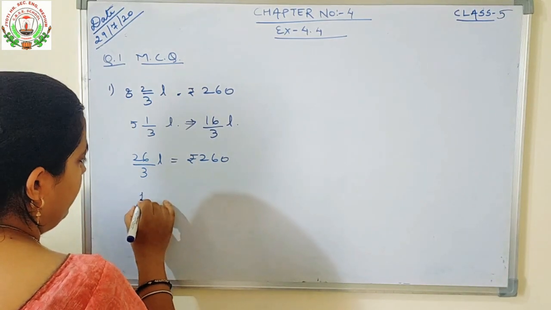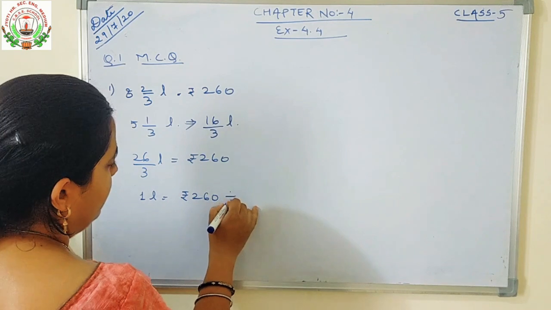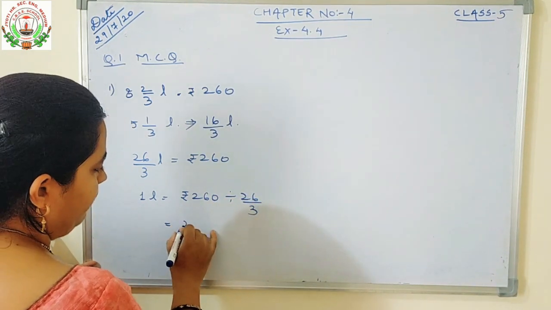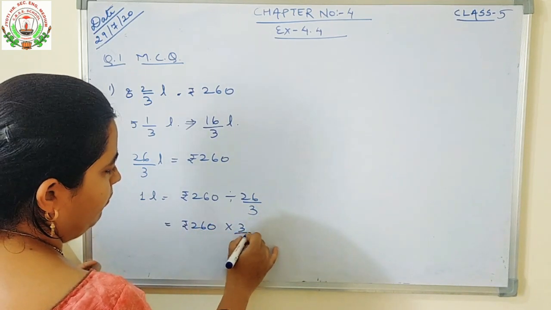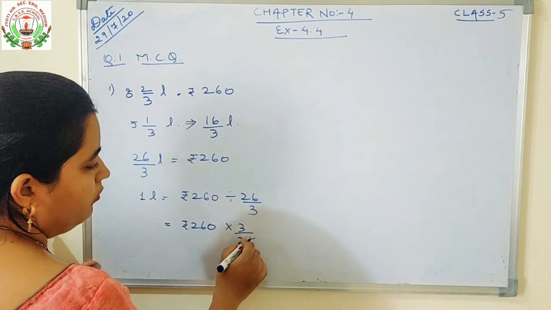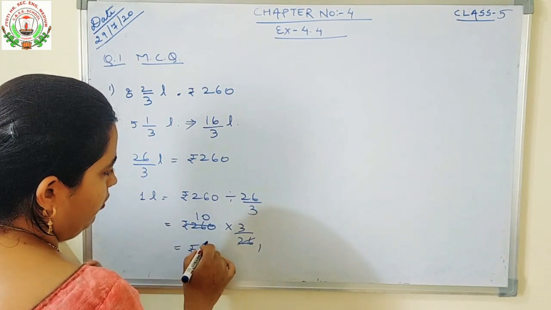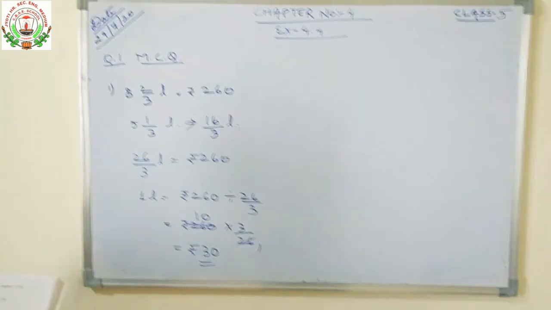Okay, so 1 liter is equal to rupees 260 divided by 26 upon 3. So 260 into 3 upon 26. 26 ones are 26, 26 tens are 260. What is the cost of 1 liter of milk? 1 liter of milk costs rupees 30.